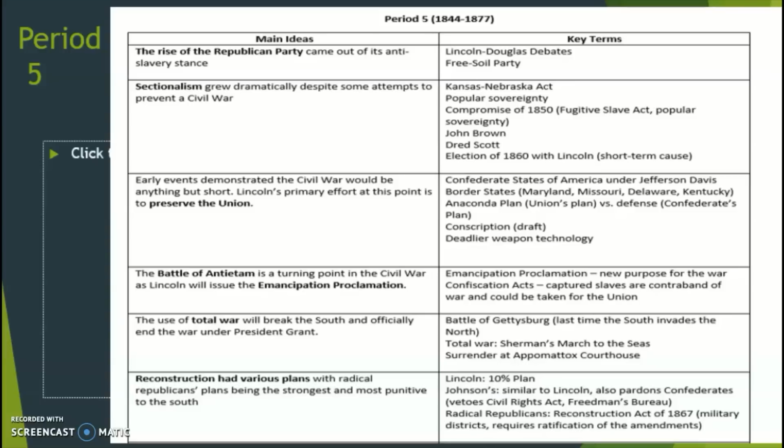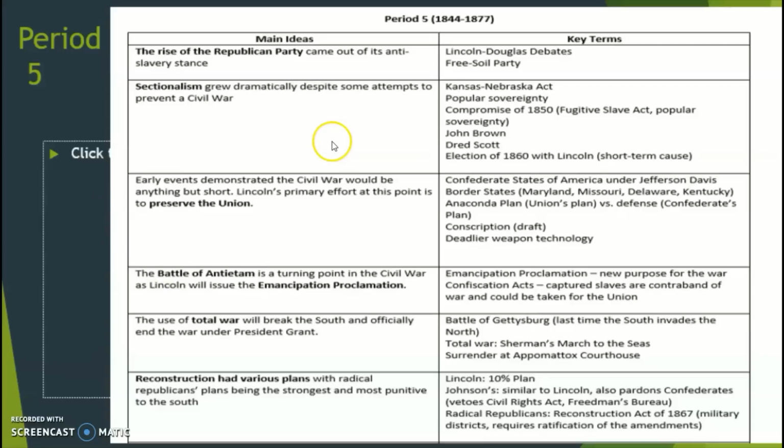All right, let's get into period 5 here, and we're going to have the rise of the Republican Party. In period 4, we talked about the rise of sectionalism, and ultimately, we're going to see that the Republican Party is going to come out as an anti-slavery type of political party. And this comes out of the Free Soil Party, hence the idea of free soil. And this is going to also culminate between Lincoln and Douglas, in the Lincoln-Douglas debates, where the Republican Party is going to emerge for its anti-slavery stance. So very, very important to know.